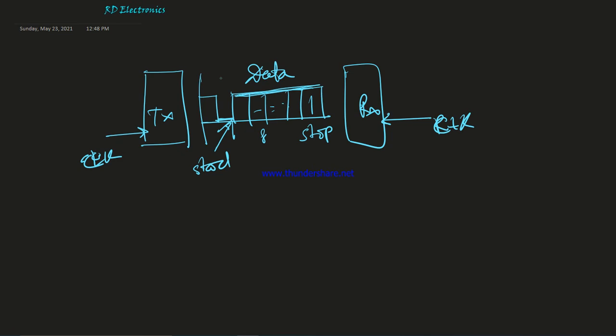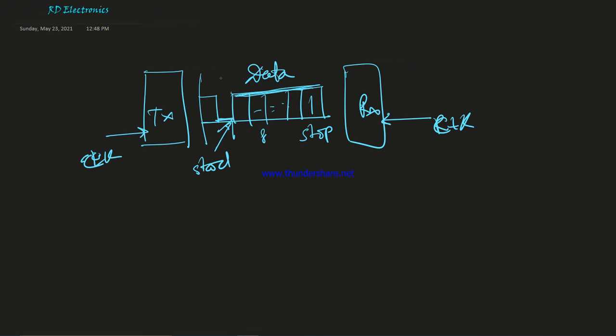Duplex communication, data flow in both directions. Full duplex means that transmission between two microcontrollers or microprocessors, or between the computer and terminal, is generally full duplex. This is a type of full duplex communication.